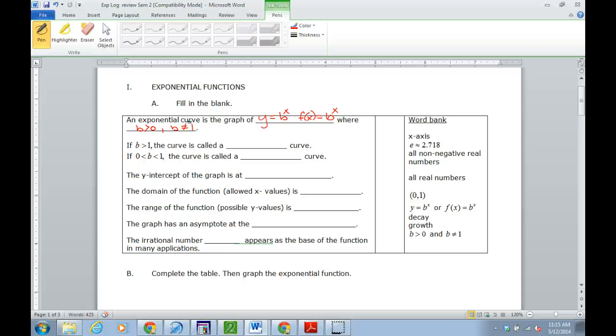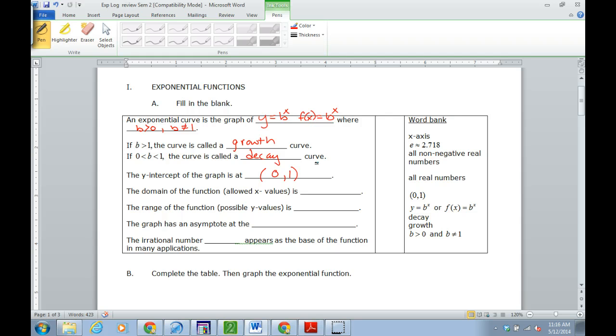So if b is greater than 1, what's that called? Growth. It's getting bigger, right? If b is greater than 0 but less than 1, what is that called? Yep, decay. The y-intercept of the graph is at, think about it, if I put 0 in for x, so it's 0, 1, yep.